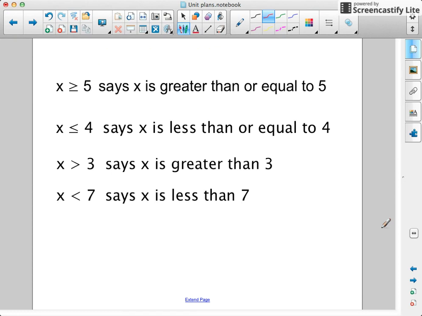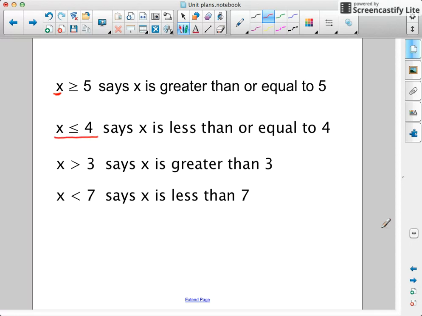Okay, we need to get these signs straight in our head. We always start where the variable is and say it from there. So what this says is x is greater than or equal to 5. Okay, so it can equal 5, but it could also be more than 5, and it would satisfy the inequality.